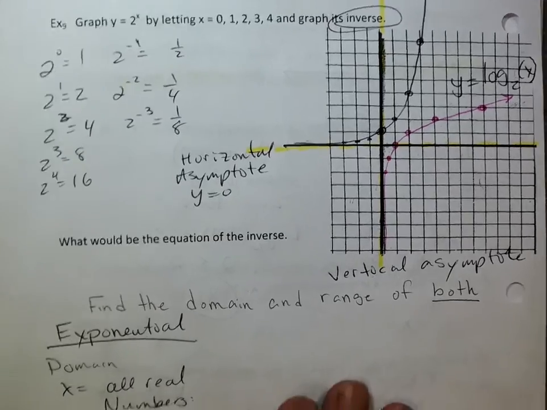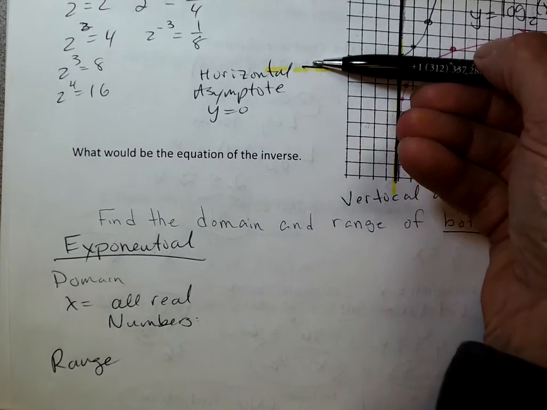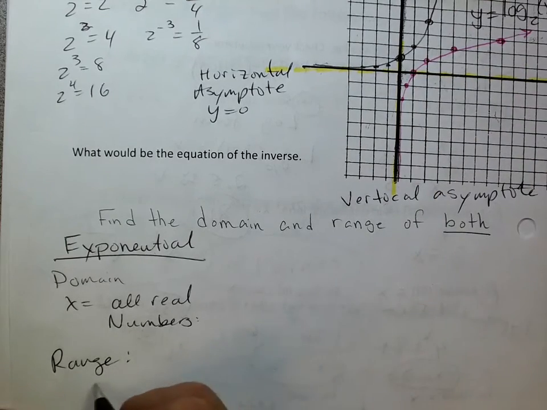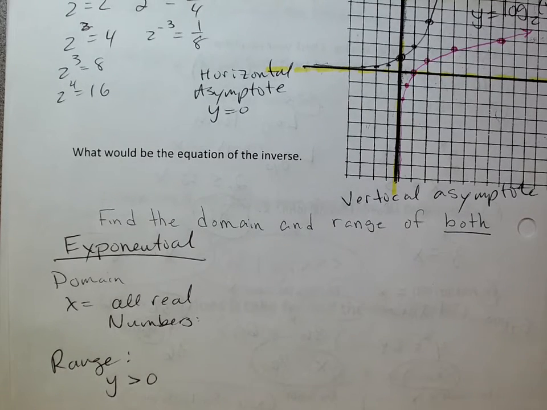The range on an exponential starts at 0, but doesn't quite hit 0, but goes up from 0. So we'll say the range is going to be y is greater than 0, okay? So that's going to be the range of an exponential. It can never be 0, can't be negative, right?